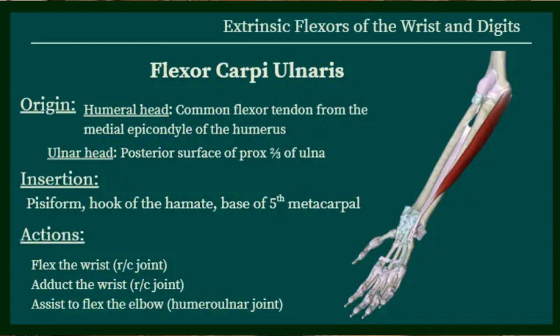It goes to the common flexor tendon. It also attaches to the proximal surface of this part of the ulna. It helps with flexing the wrist and ulnar deviation. And it also helps flex the elbow because it's attached to that medial epicondyle.